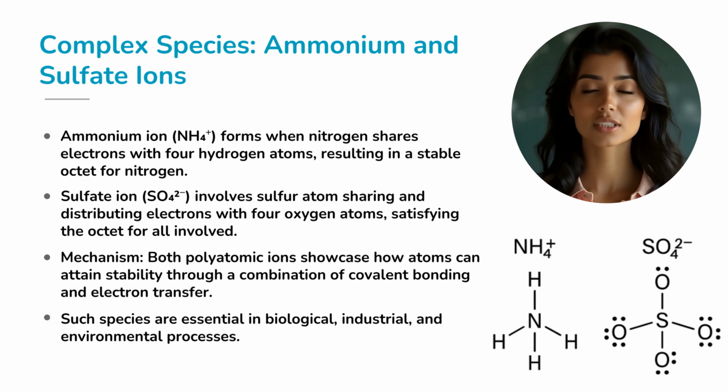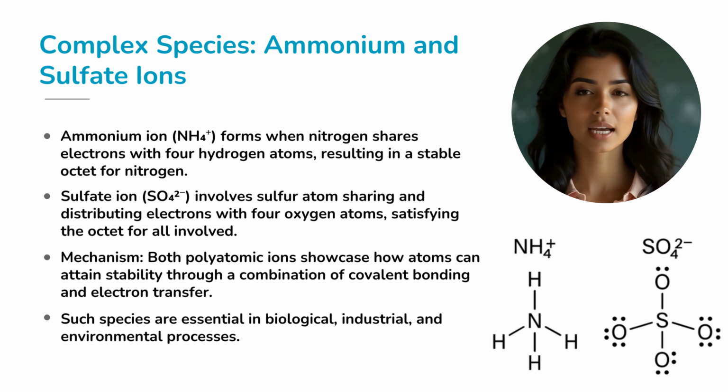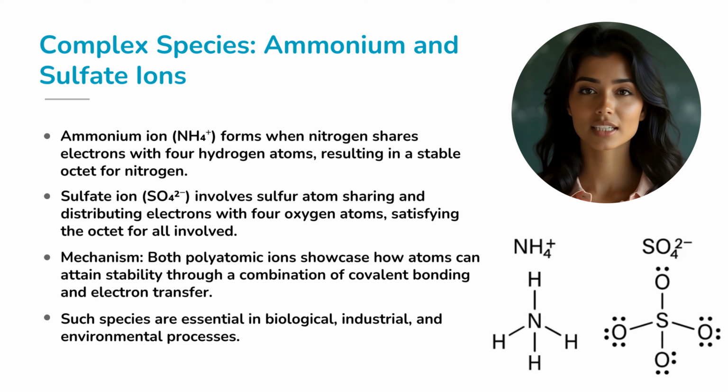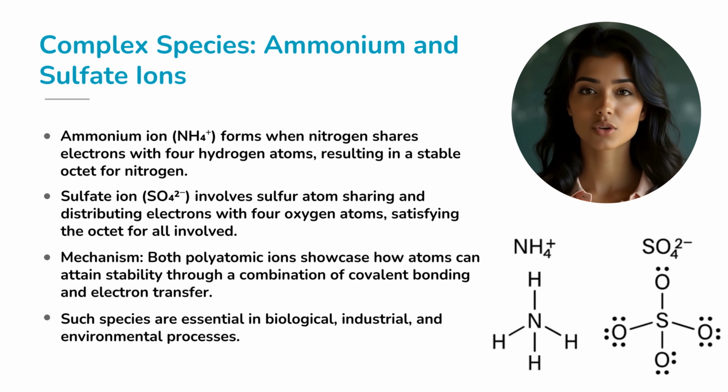Atoms can also join forces in more complex ways to create polyatomic ions. The ammonium ion, NH4+, forms when nitrogen shares electrons with 4 hydrogen atoms, giving nitrogen a stable octet. The sulfate ion, SO4 2-, is built when sulfur shares and distributes electrons with 4 oxygen atoms. Each atom in the structure gets a stable octet. These polyatomic ions showcase how atoms use both sharing and electron transfer to achieve stability. You'll find these ions everywhere, in fertilizers, cleaning agents, and biological systems.